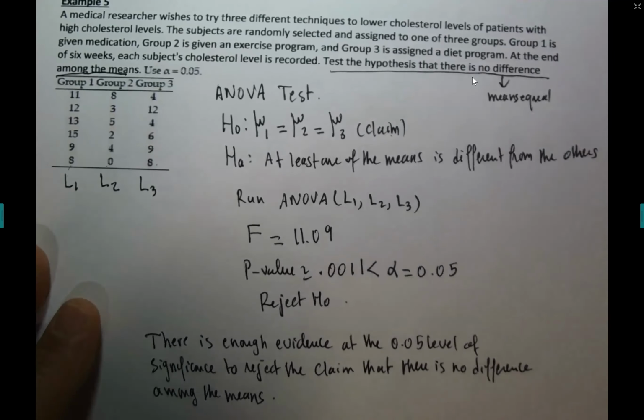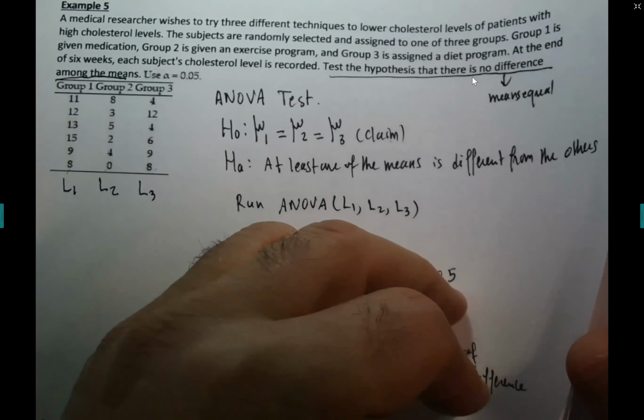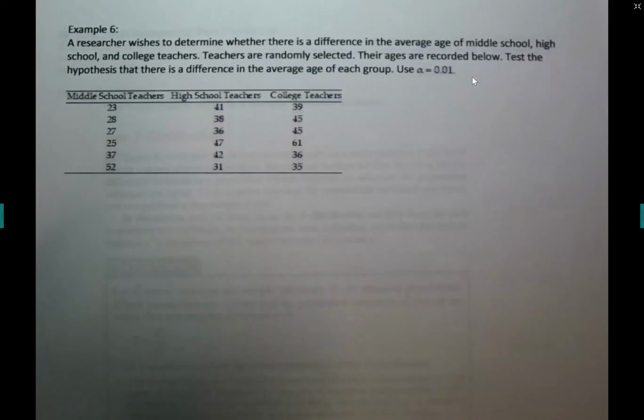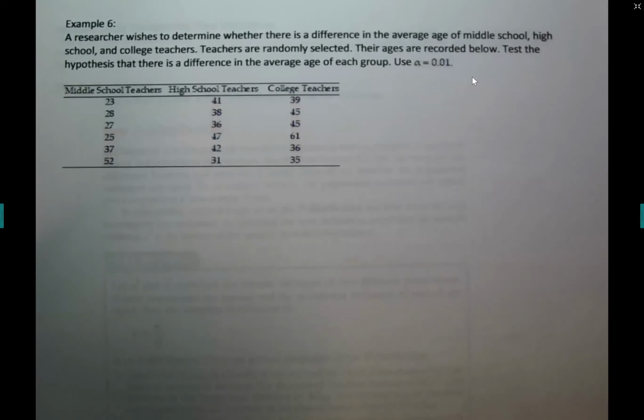Let's do another one. I think I have another one there. A researcher wishes to determine whether there is a difference in the average age of middle school, high school, and college teachers. Teachers are randomly selected. Their ages are recorded below.